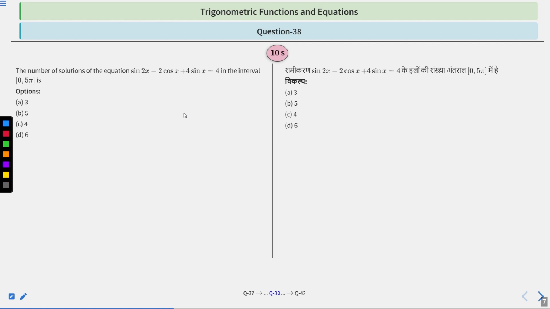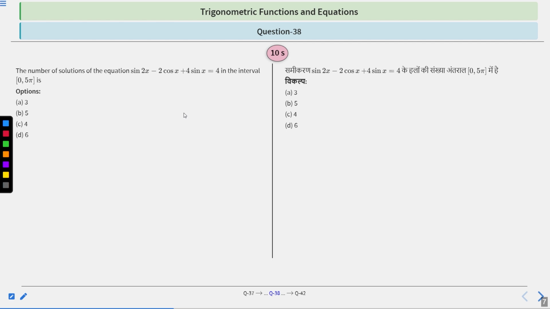First, we'll try to apply the value of sin 2x, which is 2 sin x cos x. And we will keep 4 on the same side, the side on which all the terms are there. And we'll try to take common terms, and try to find the solution of it.